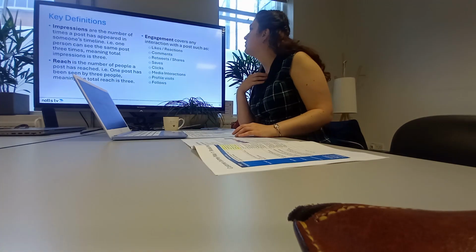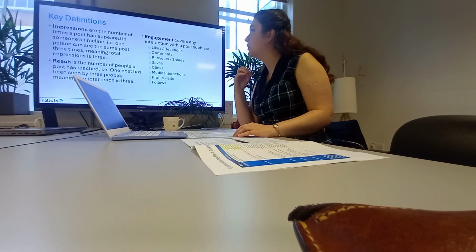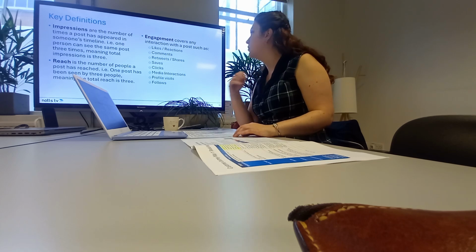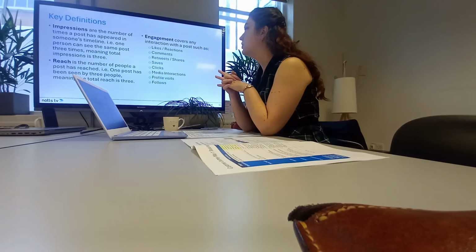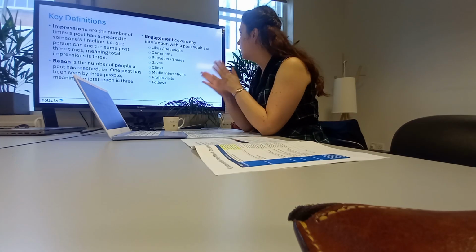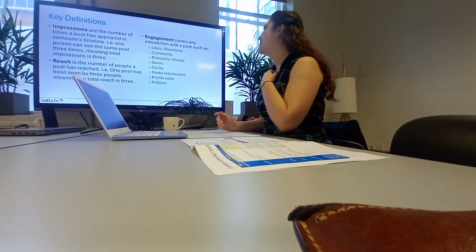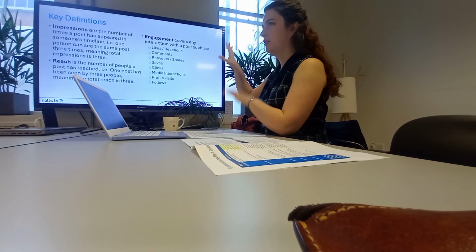Before we get into it, let's do some key definitions. Impressions are the number of times a post has appeared in someone's timeline. So one person can see the same post 3 times, meaning the total of impressions is 3. The reach is the number of people a post has reached. So one post has been seen by 3 people, which means the total of reach is 3. Engagement covers any interaction with a post, such as likes or reactions, comments, retweets, shares, saves, clicks, media interactions, profile visits, and follows.